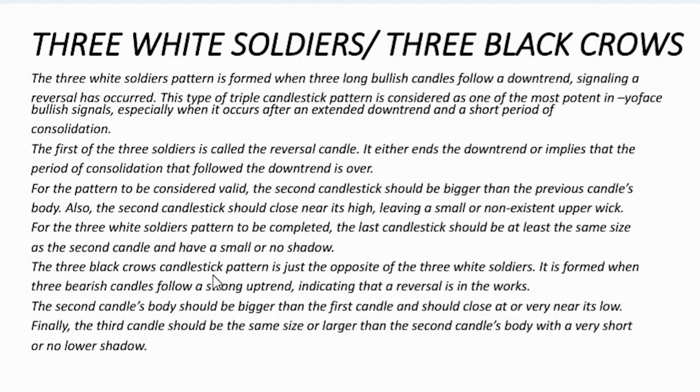So for the three black crows candlestick pattern, it's just the opposite of the three white soldiers. It's formed when three bearish candles follow a strong uptrend, indicating a reversal is in the works. So the second candle's body should be bigger than the first and should close at or very near its low. Finally, the third candle should be the same size or larger than the second candle's body with a very short or no lower shadow.